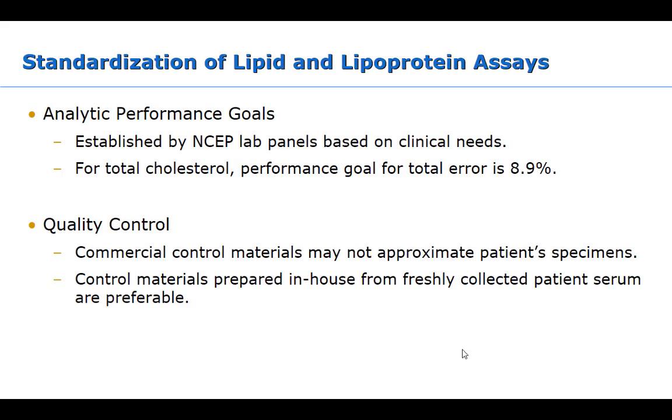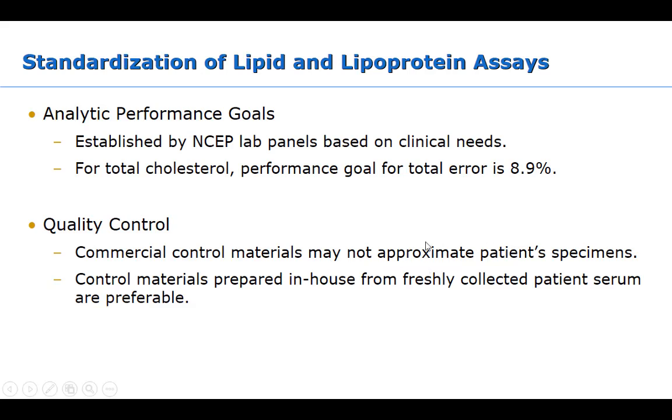Now, what are the standardization goals that have been identified by this NCEP? All right, so they say that for total cholesterol, the performance goal for total error is 8.9%. So within this range, the error is acceptable. If it is beyond this range, then it is unacceptable.